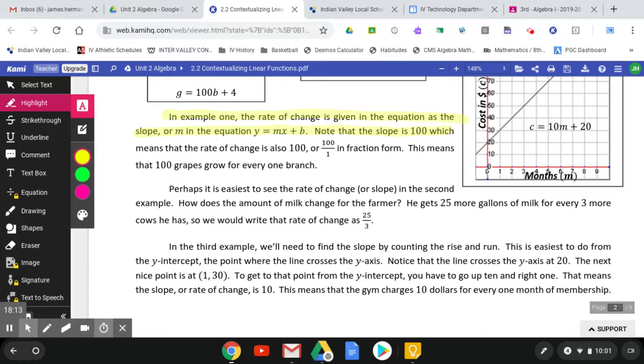Y equals mx plus b. Note that 100 is the slope, which means the rate of change is also 100, or 100 over 1. This means that 100 grapes grow for every one branch.